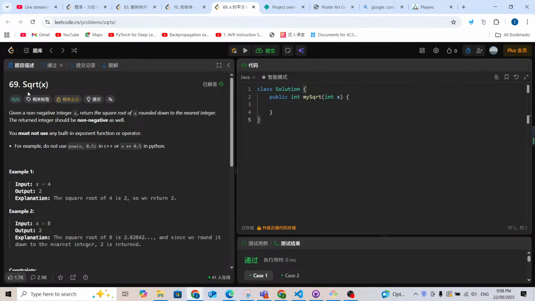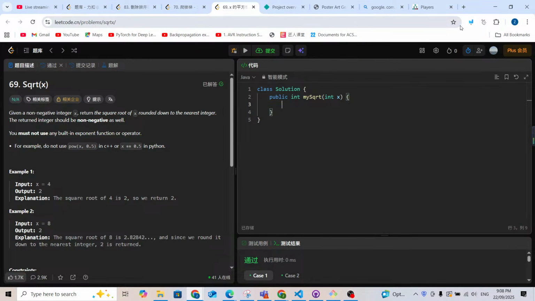Square root of x. So for this problem, we cannot use the power x 0.5 in C++ or x to the power of 0.5 in Python. We cannot use the built-in method to solve the problem. So yeah, we have to write a function to solve the problem.